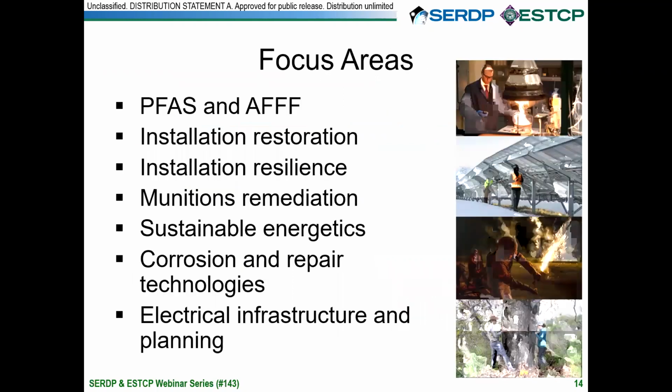We have several main focus areas for research and development at SERDP and ESTCP, as shown here. Weapon systems and platforms is the topic covered in today's webinar.